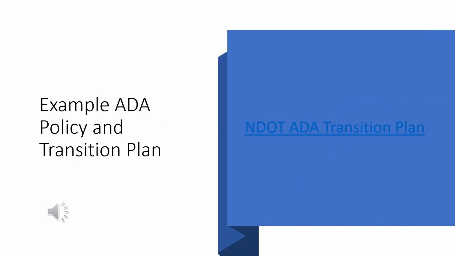I've included a link here to an example ADA policy and transition plan. In fact, these are the Nebraska DOT's ADA policy document and transition plan. Within the transition plan, you'll see a description of how NDOT prioritized its curb ramps and also a typical example of a curb ramp schedule.